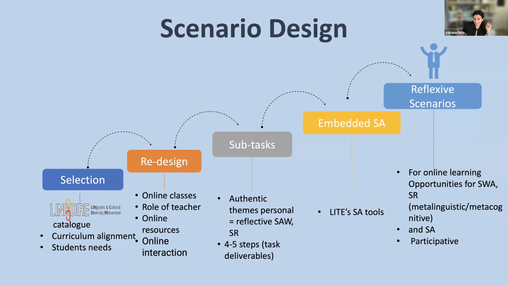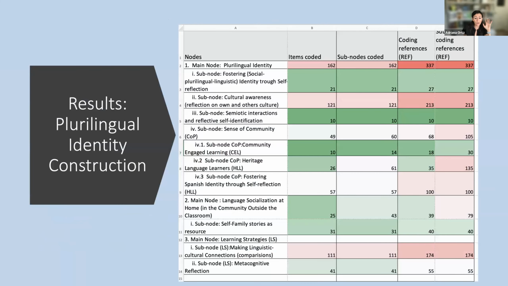And then for the self-assessment, as I said before, it was already embedded in the portfolio, in the electronic tool that we were using, Light. So that covered the whole thing. As a result, these are reflective scenarios, which I want to show today, that we managed to make fully participative, even though it was online. So I'm going to show just an extract of the results for only the plurilingual identity construction.